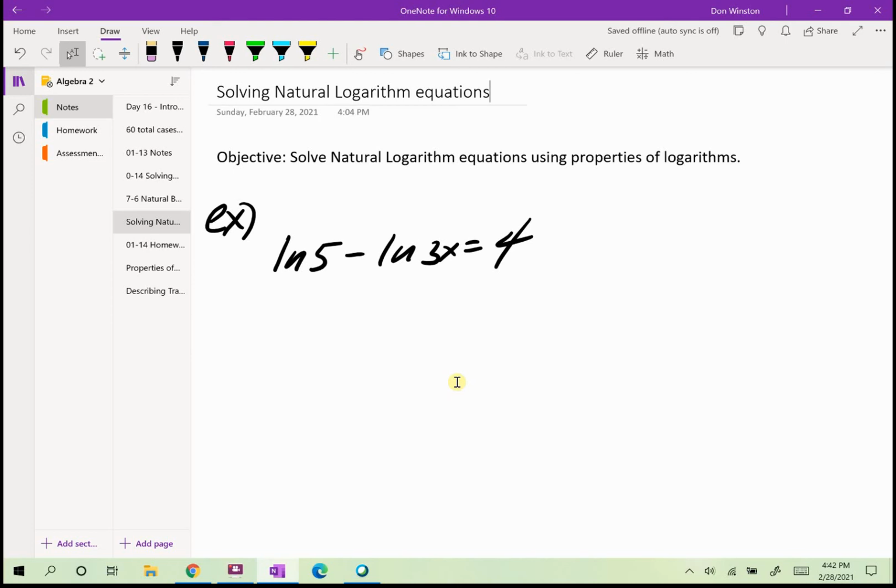So here we have an example: the natural log of 5 minus the natural log of 3x equals 4. To solve this one, we'll use the quotient property of logarithms. Remember, subtraction involves division. So I have the natural log of 5 divided by 3x is equal to 4. Then we'll use the inverse property. We'll take e raised to the natural log of 5 divided by 3x equals e raised to the 4th.